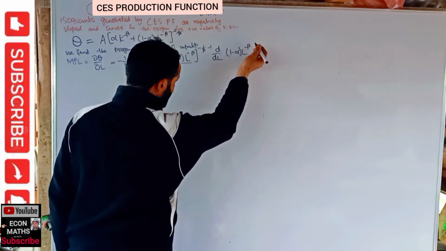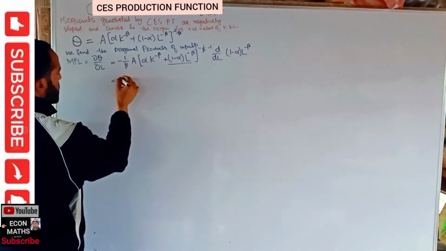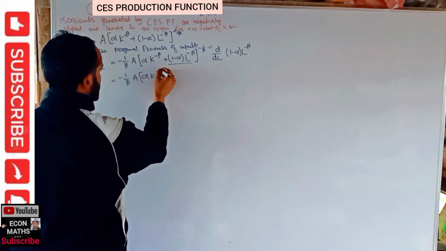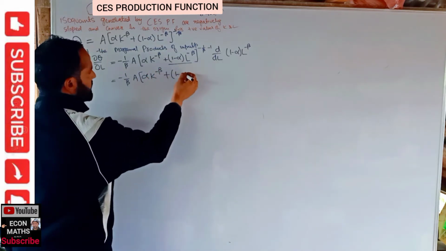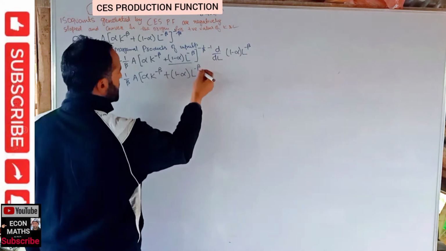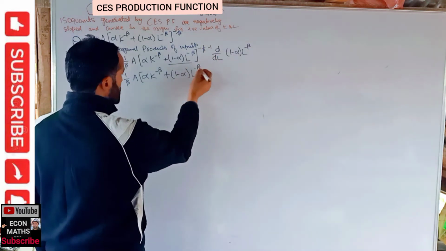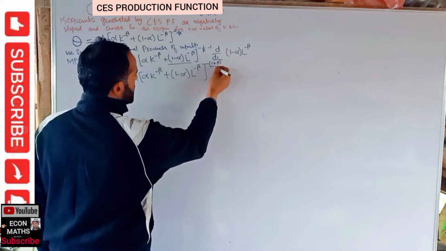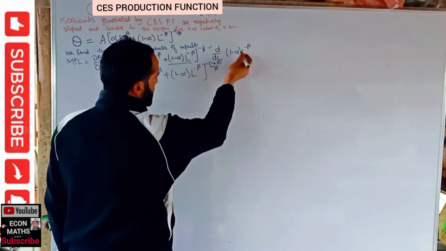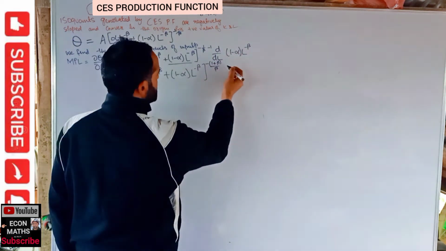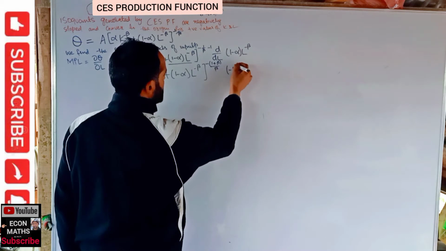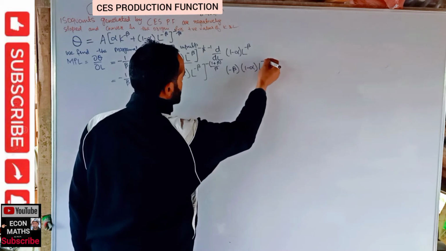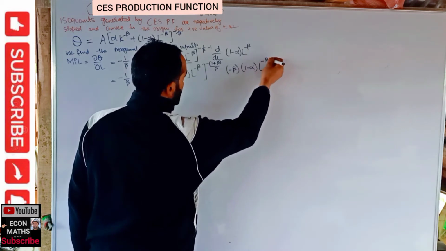I will show how it is done. So this will become minus 1 divided by beta, A alpha K to the power minus beta plus 1 minus alpha L to the power minus beta, to the whole power minus 1 plus beta divided by beta. And in the differentiation of the inner term, this minus beta will become the coefficient again. So this will become 1 minus alpha L to the power minus beta minus 1.